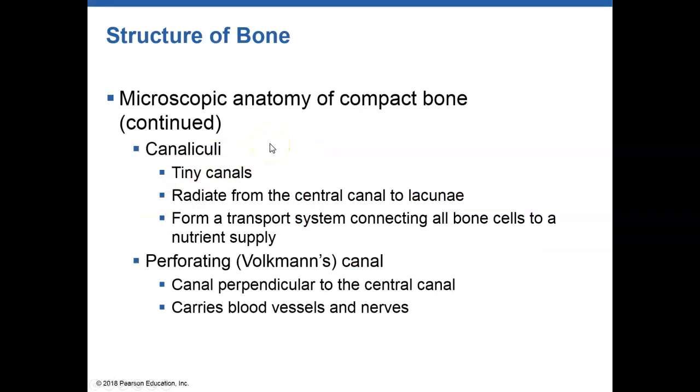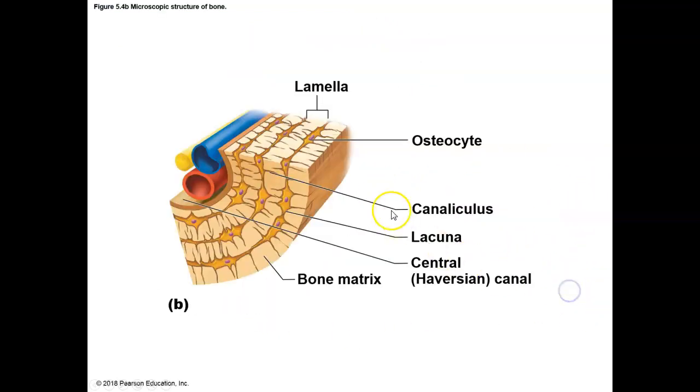So bone cells talk to each other, and they help to maintain the health of our bone. And they talk to each other through those little canals called canaliculi. So that's how they're able to interact, send signals, chemicals, stuff like that. And then I talked about those perforating canals, which are the ones that carry the blood vessels and nerves into the bone and from one osteon to another osteon within the same bone. And you don't see those perforating canals here, but you can see the canaliculi again.